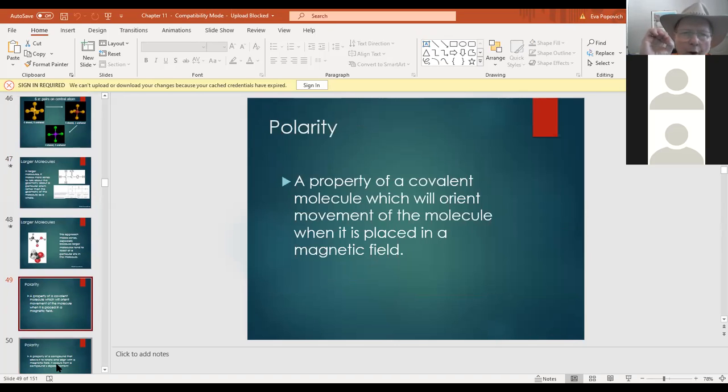All right. What happens is in molecules, electrons aren't always shared equally.